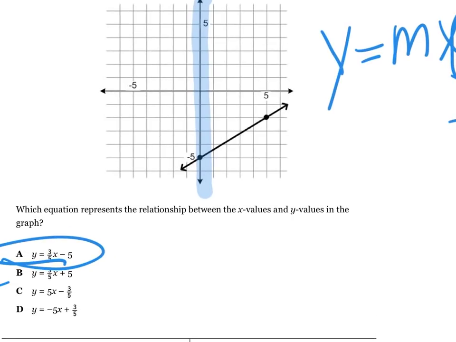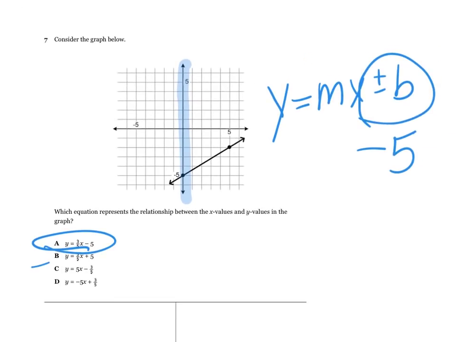So just in case you want to understand the rest of it, point to point, you do rise over run. So I would rise 1, 2, 3, and I would run 1, 2, 3, 4, 5. That's where we get the 3/5 from. The rise over the run.